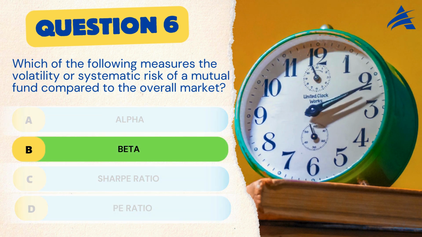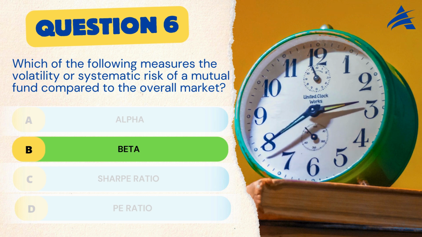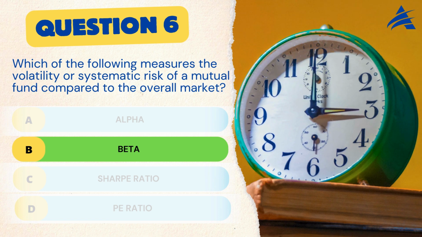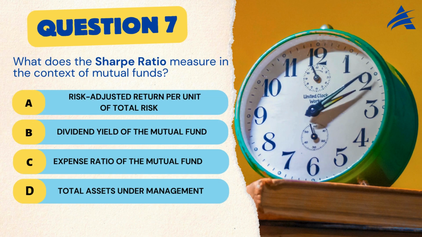The correct answer is B. Beta. Beta measures the sensitivity of a mutual fund's returns to changes in the overall market. A beta greater than 1 indicates higher volatility, while a beta less than 1 suggests lower volatility compared to the market.